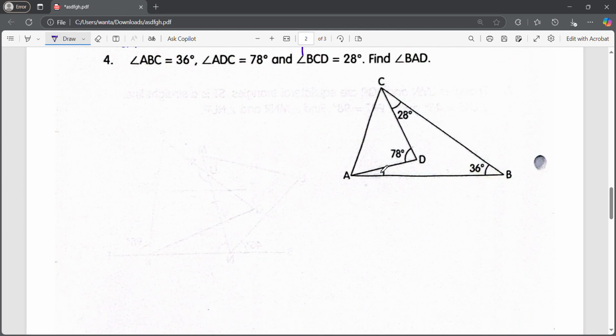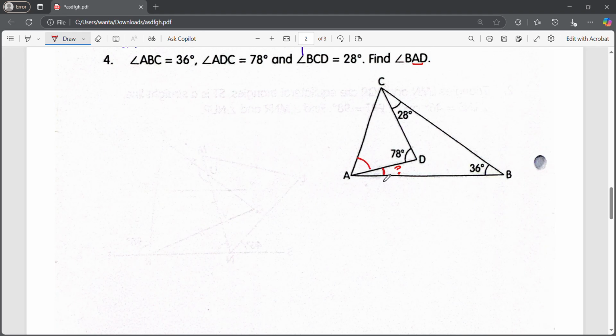Let's go to number 4. Number 4, we're trying to find BAD. BAD is over here. So what can we do to find this? Well, this is in a triangle. This whole thing is in a triangle. Maybe if we know CAB, and then we just minus CAD, we can find this.